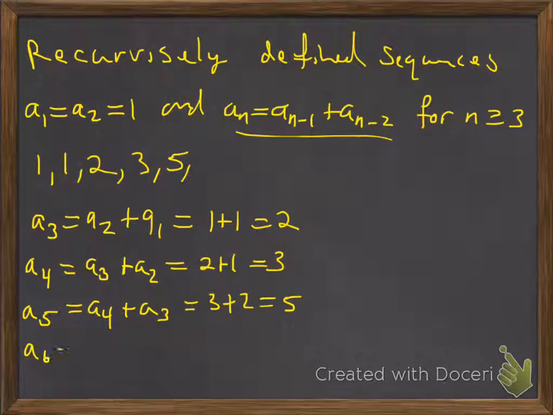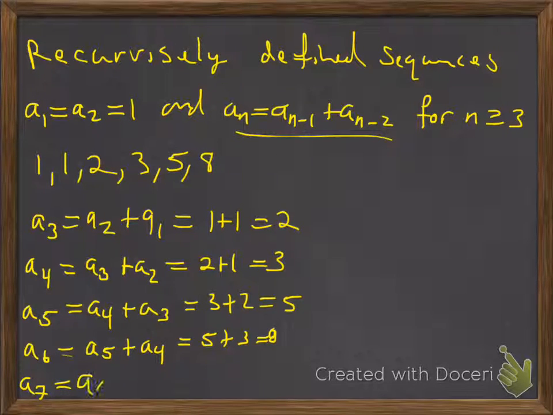And the sixth term will be the fifth term plus the fourth term. So 3 plus 5 is going to be 8. And then we are just going to go up to the 7th term, so you can go as far as you want. The 7th term is going to be the 6th term plus the 5th term, which will be 8 plus 5, which is 13. Okay.